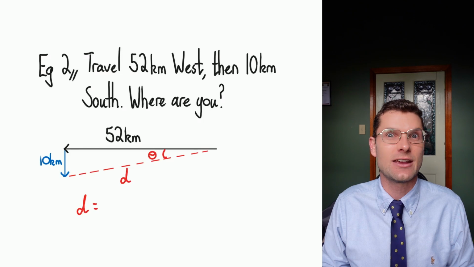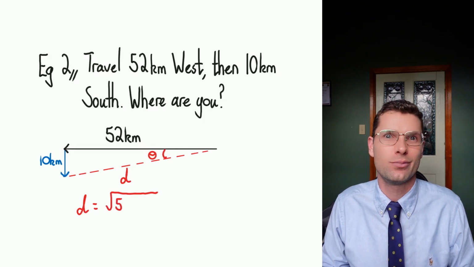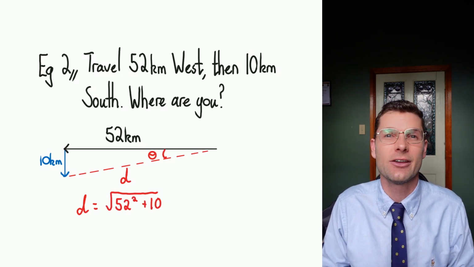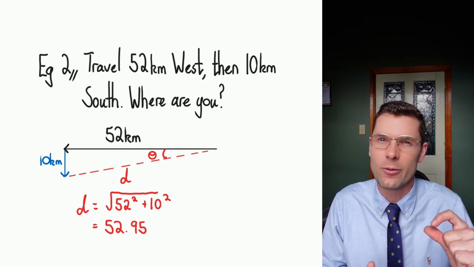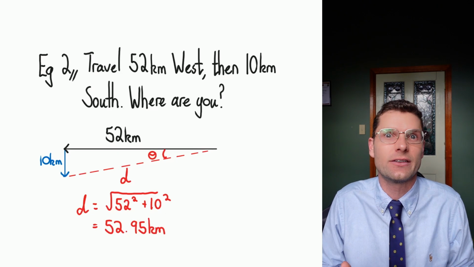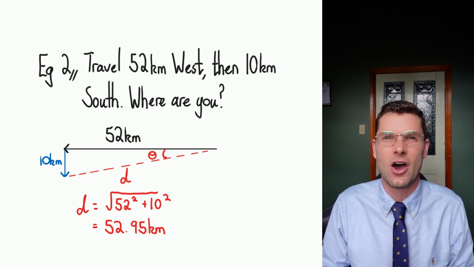The distance is just equal to the square root of 52 squared plus 10 squared. Throw that into your calculator and you get 52.95. This makes sense. I've got one long side and one really short side. So the distance was always going to be just a little bit more than my biggest side.